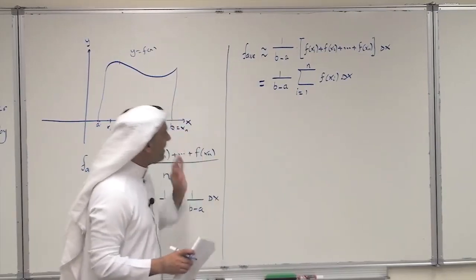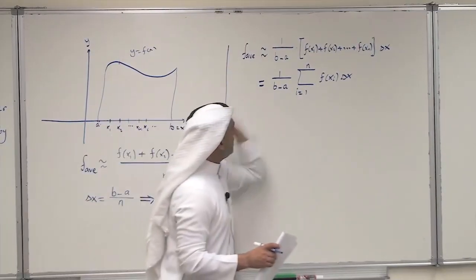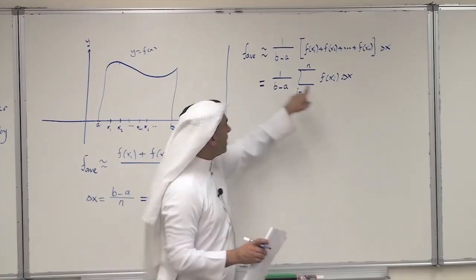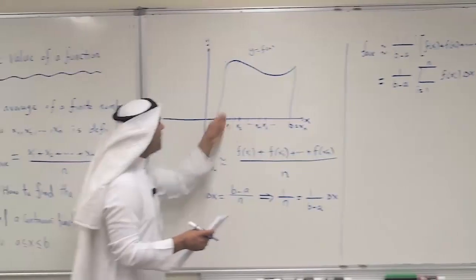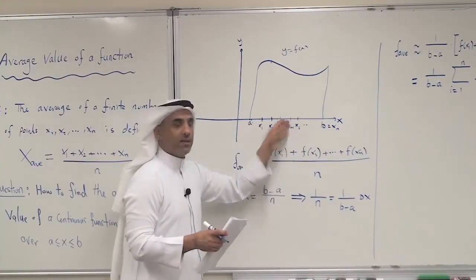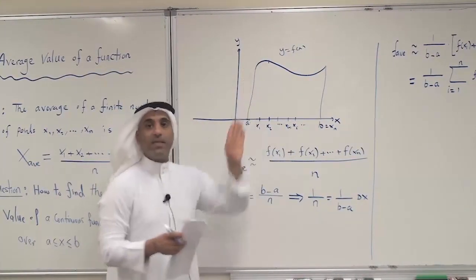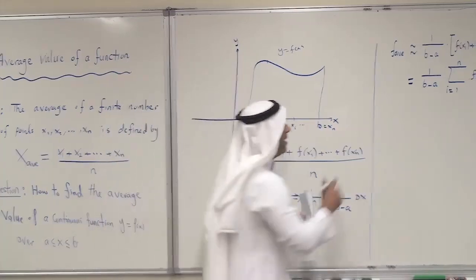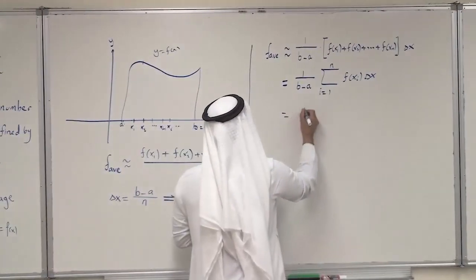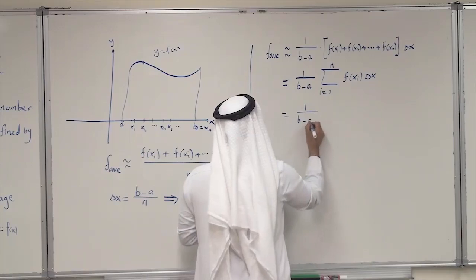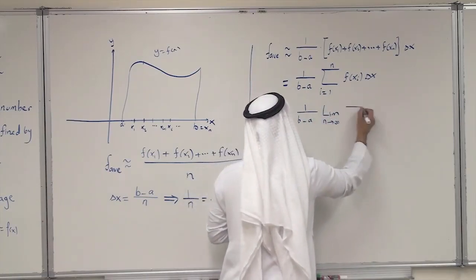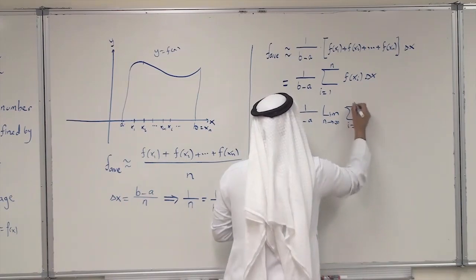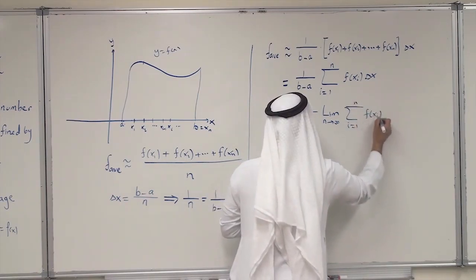But to make it exact, we need to push n to go to infinity as usual. So I need to take the limit as n goes to infinity, meaning I'm increasing the number of points to be infinite. So it's like we are evaluating the function at each single point. So what do we have here? This will be equal to 1 over b minus a times the limit as n goes to infinity of the summation from i equal to 1 up to n of f of xi multiplied by delta x.